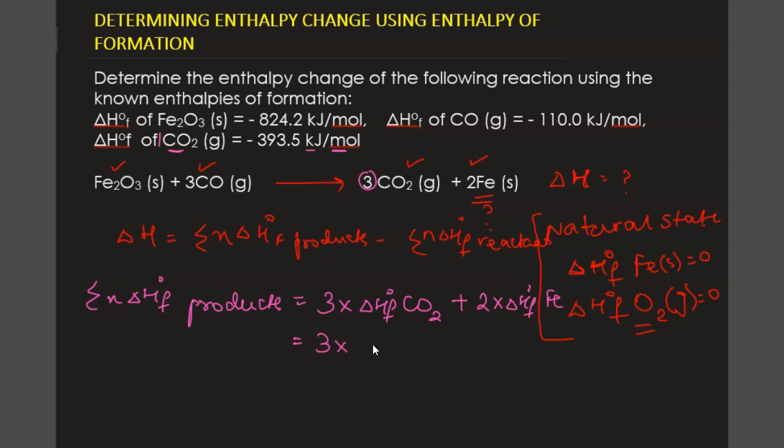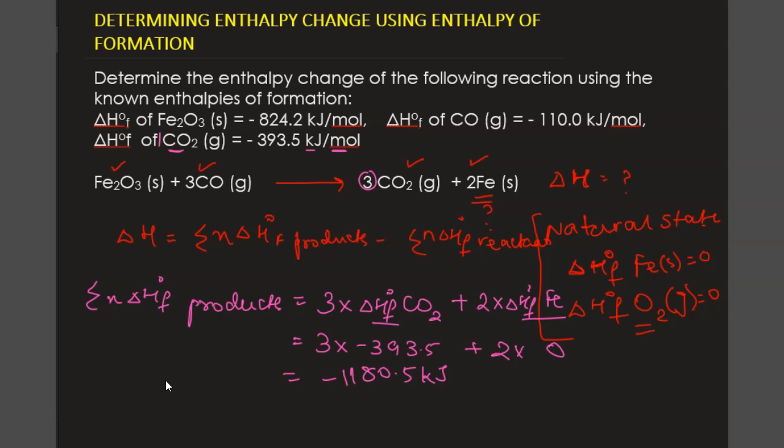Now what is delta H naught F of carbon dioxide? That's negative 393.5, plus this is 0. So all we are going to be left with is 3 times negative 393.5, which is equal to negative 1180.5 kilojoules. I'm not going to write it as per mole because it's no longer for 1 mole.